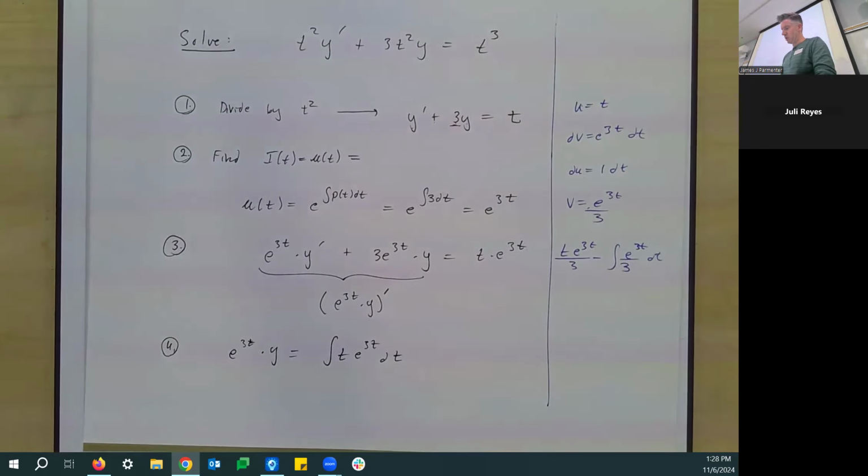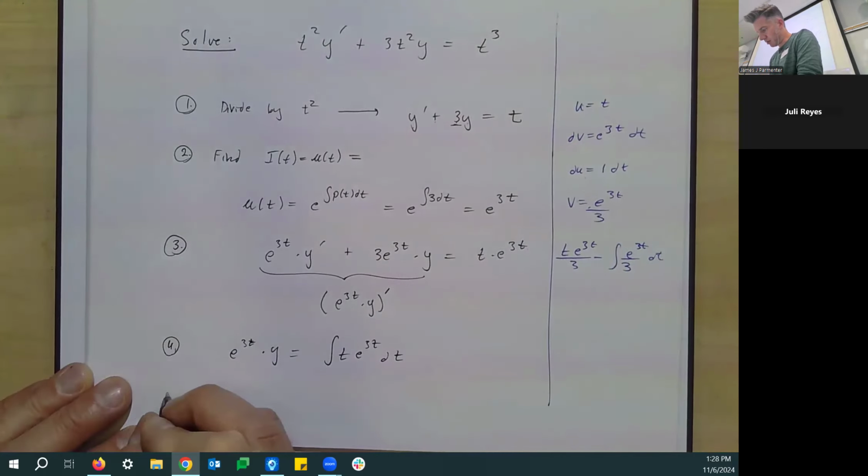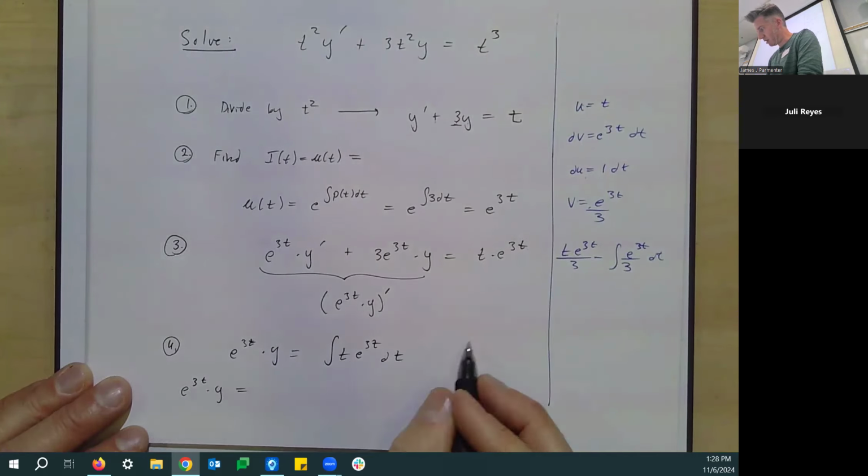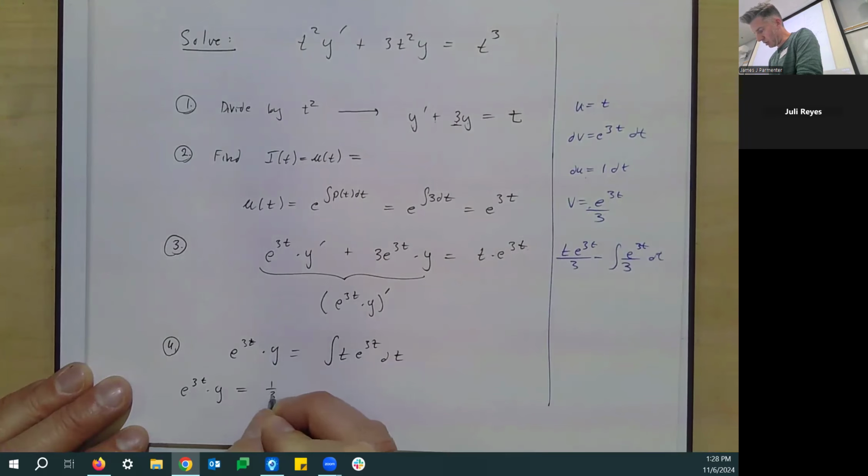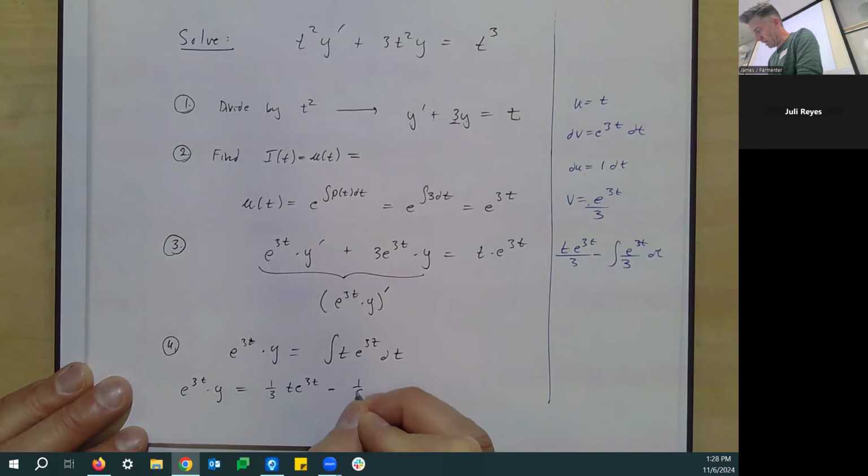So on the right-hand side, we should get e to the 3t times y equal to, on the right, 1/3 t e to the 3t minus 1/9 e to the 3t plus c.